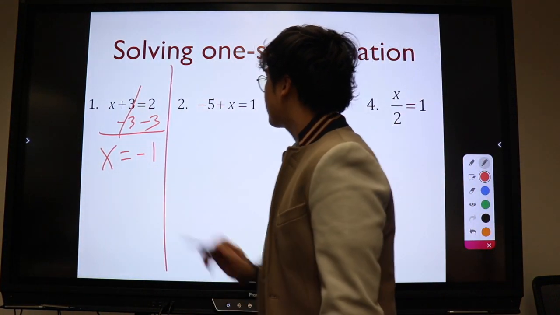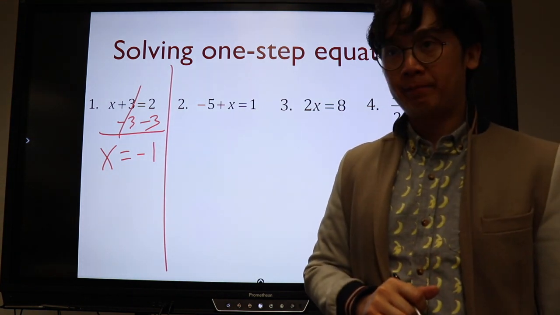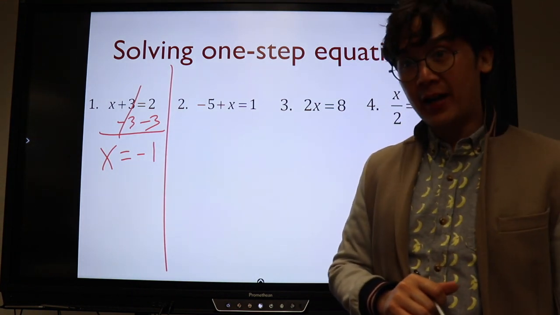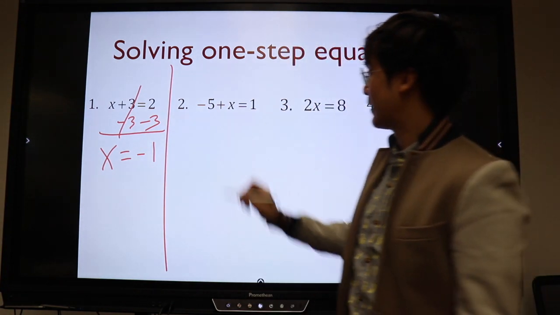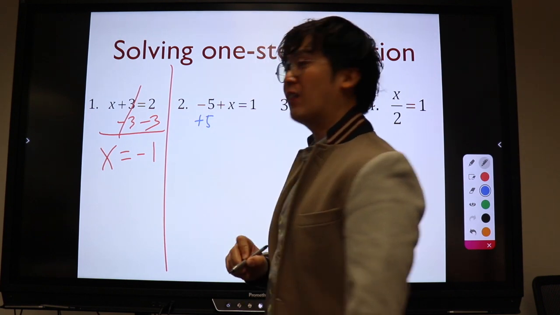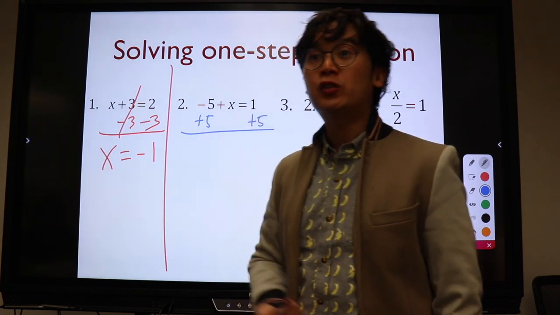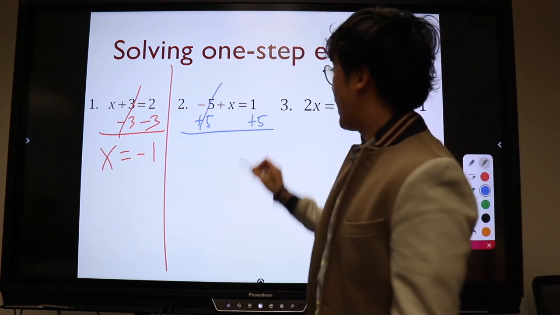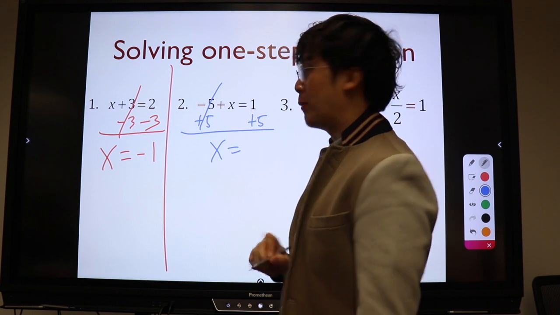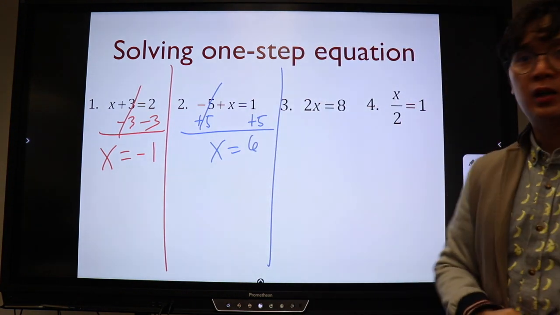Number 2, we'll have negative 5 plus x equal to 1. And we need to have x by itself, right? How are we going to get rid of negative 5? Yes. We add 5 here and add 5 on the other side as well, because we need to have a balance. So by doing so, this will turn into 0, and we'll have x equal to 1 plus 5 is 6. So that's problem number 2.